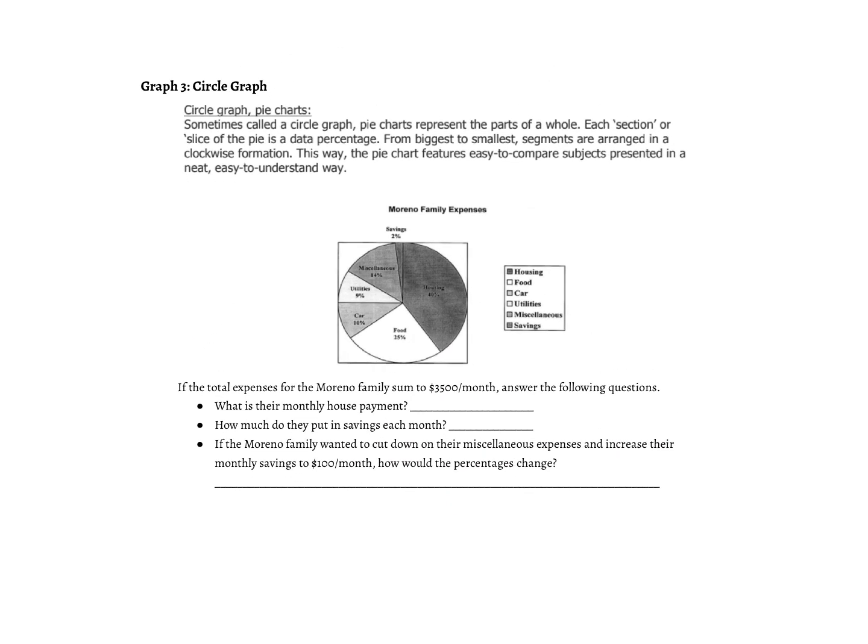Okay, and then a circle graph. Okay, a circle graph or pie chart represents the part of a whole. Quite often it is given as a percent. Okay, and the segments are arranged in a clockwise formation. The pie chart is easy to compare. Subjects presented neat, easy way to understand.